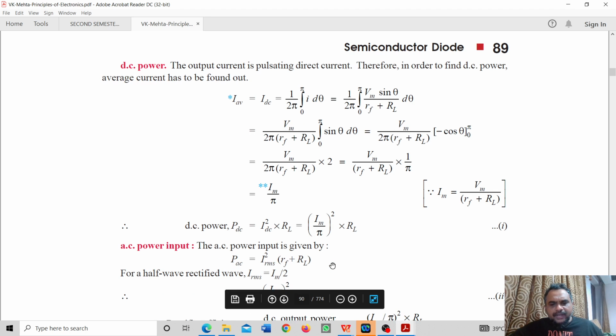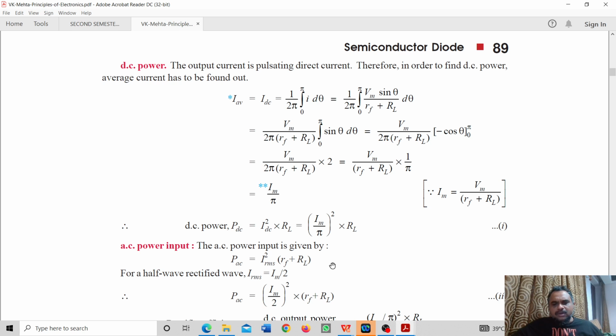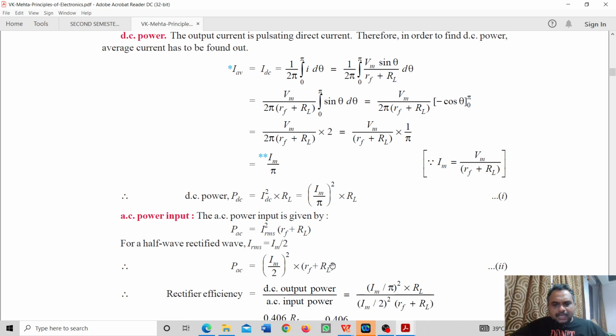Now I want to find the input power. Input power is nothing but AC power. AC power is very simple, because the current of an AC is generally represented by the RMS value of the current. The RMS value represents the equivalent DC current of an AC current. If I have an AC current over a full cycle, the equivalent DC current of an AC is simply the RMS value. The RMS value is given by Im by 2 for a half-rectified wave. So (Im by 2) the whole squared into (Rf plus RL) will give you the input AC power.